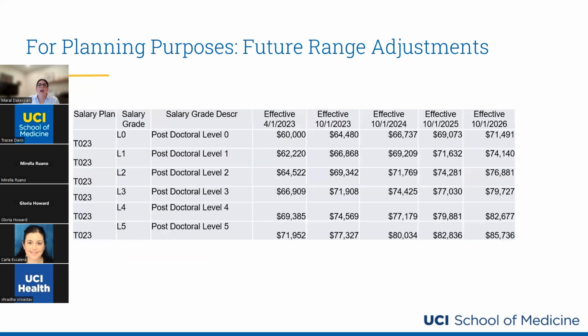Sorry. This is a slide that just describes future range adjustments. If your PI or your chair wants to know how the pay rates will change over time, this is what we're projecting out with all of the 10-1 scale increases. So you'll see currently level 0 is 60,000, but on 10-1 that will adjust to 64,480. And in a couple of years, it'll go all the way up to 71,491. So keep this one handy as well.